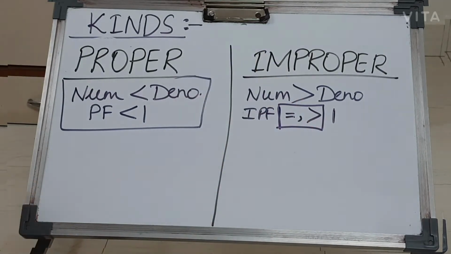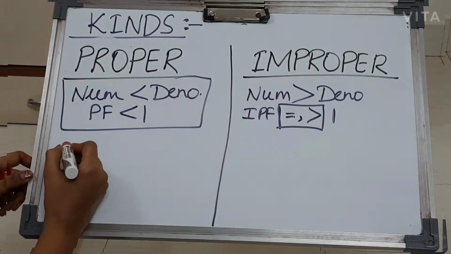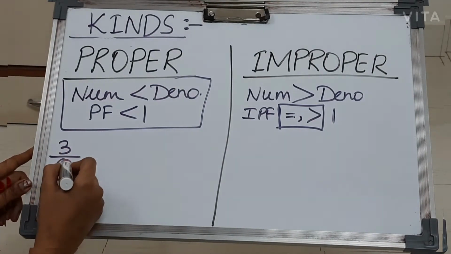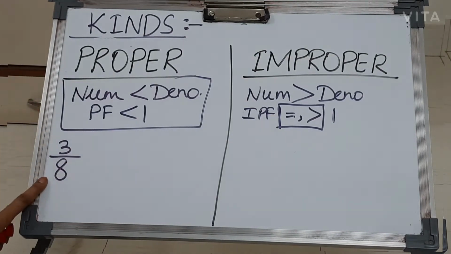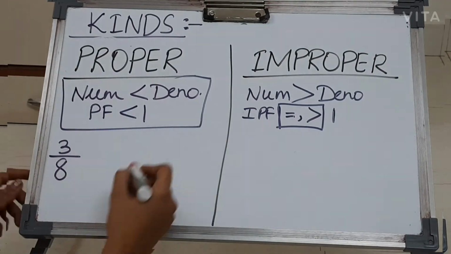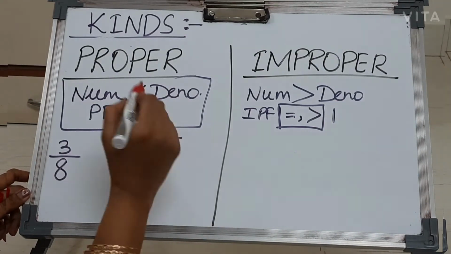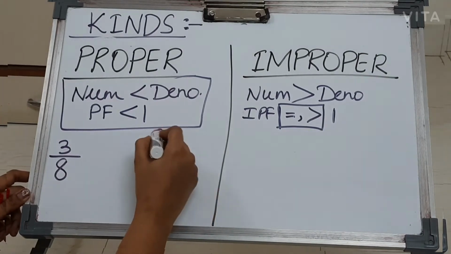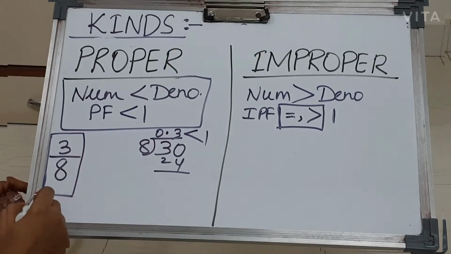Now we will take some examples here. Suppose I take 3 by 8. Here 3 is the numerator, which is less than the denominator. And when we go on dividing it, it will come into some decimals. So that means it is less than 1. So a proper fraction is always less than 1.